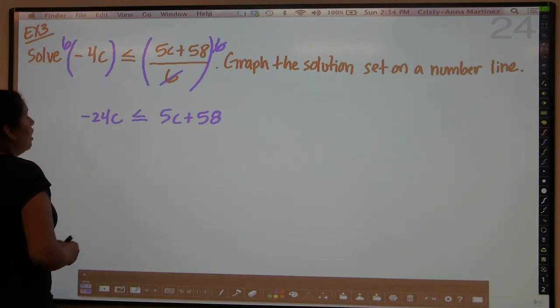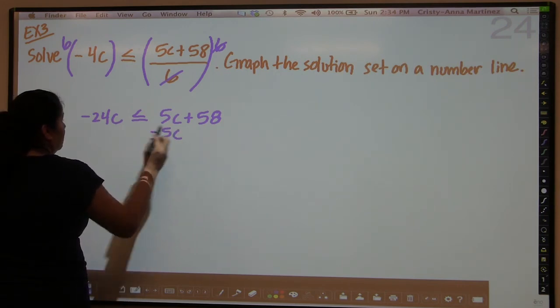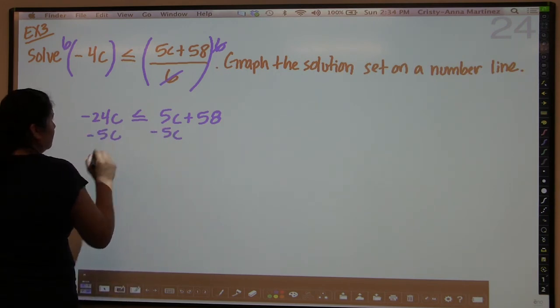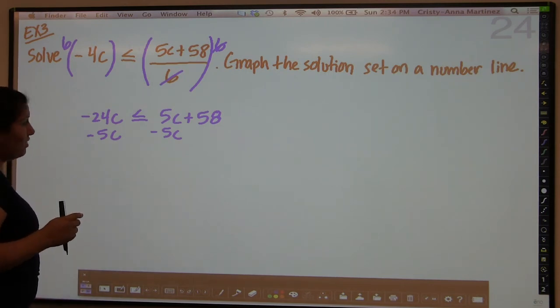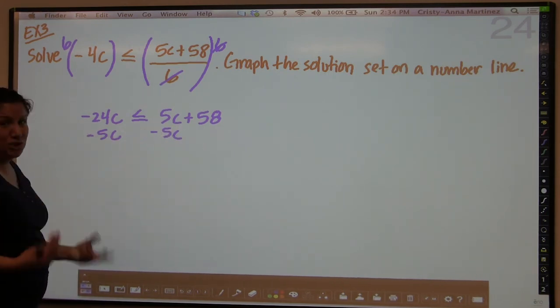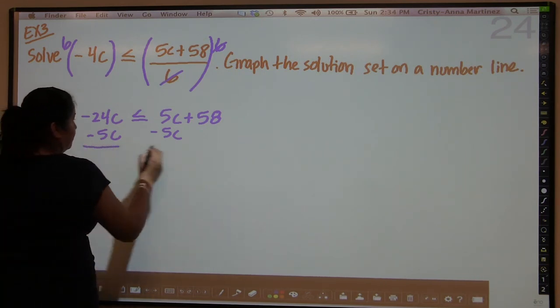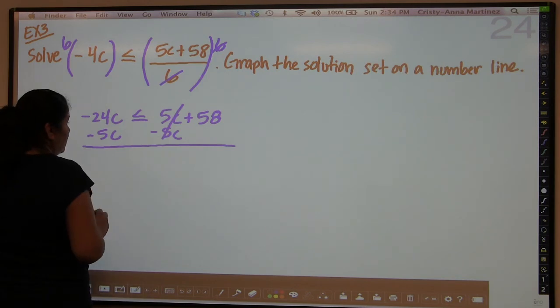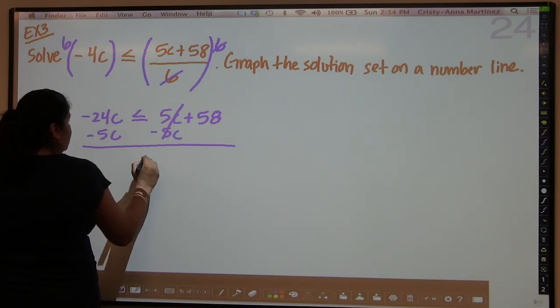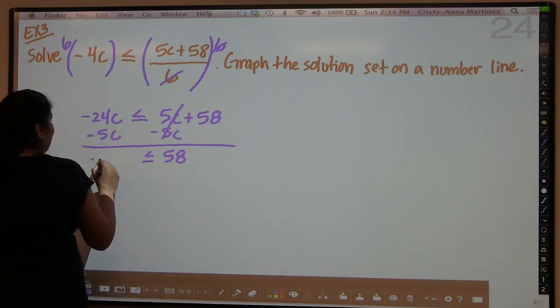All right? So we are now going to subtract 5c from both sides. Now, if I really wanted to, I could add the 24c and then subtract the 58, but that just seems like 2 steps when I can be done in 1 step, so that's what I'm going to do. So 5c minus 5c is 0. This is less than or equal to 58. And over here we've got negative 29c.